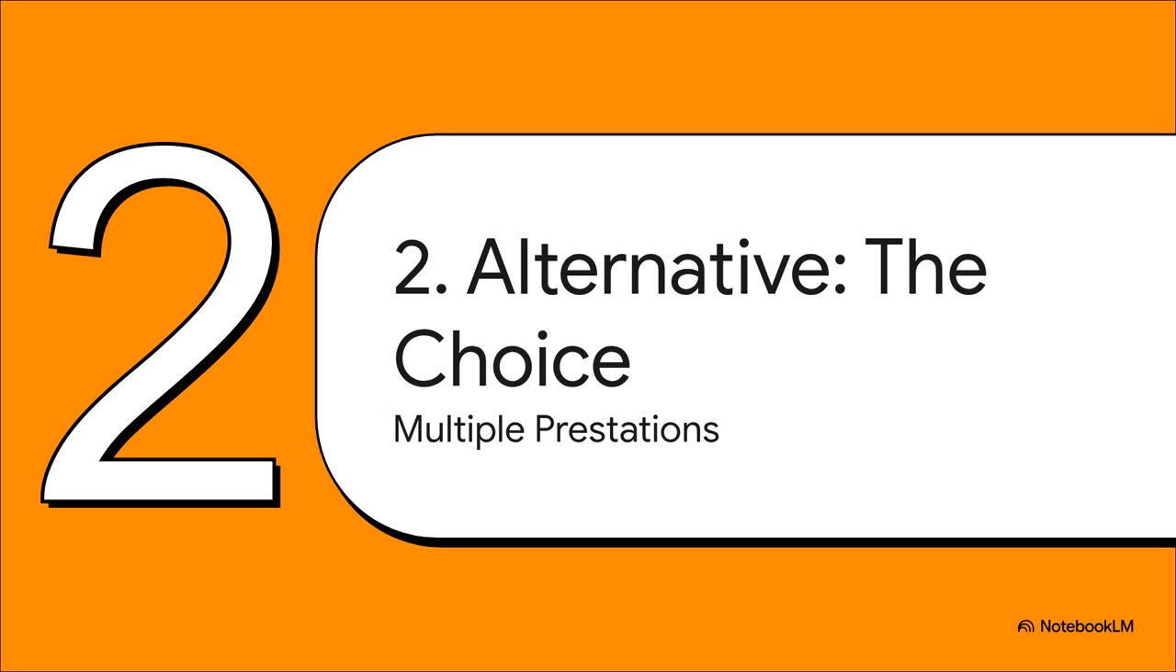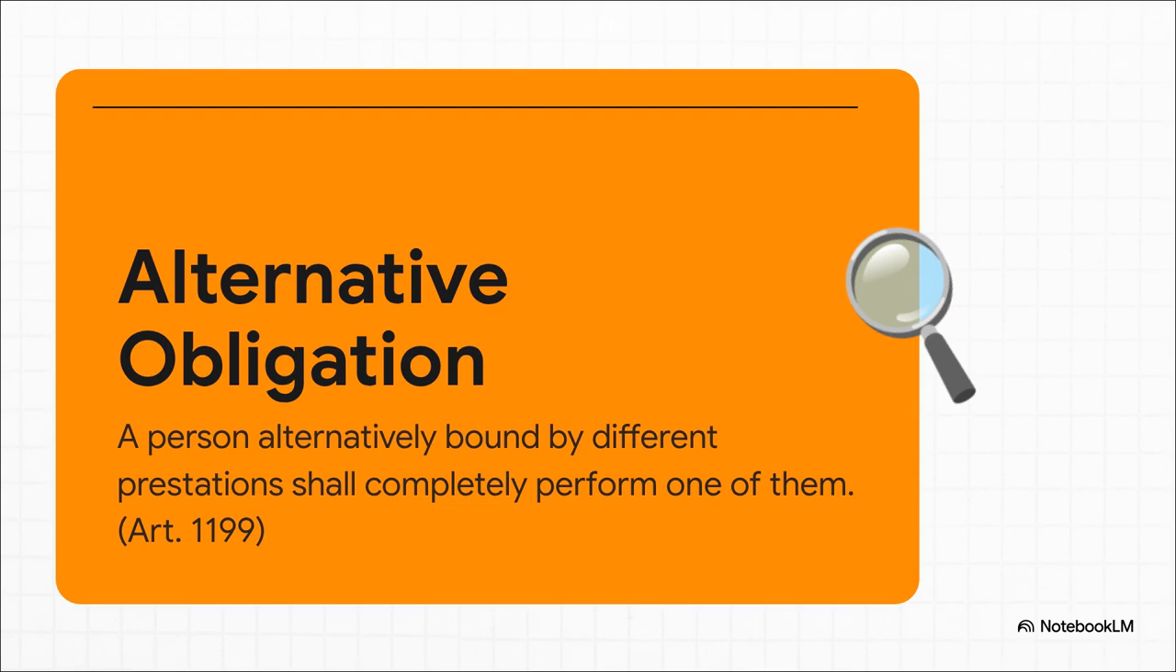Okay, first up, let's talk about our first contender, the alternative obligation. And the one keyword I really want you to burn into your brain for this is choice. This is all about having a bunch of different options on the table right from the get-go. So, Article 1199 in the Civil Code lays it out for us. It basically says there are several different performances or prestations that are all due. But here's the kicker. The debtor only needs to completely perform one of them and the whole obligation is settled.